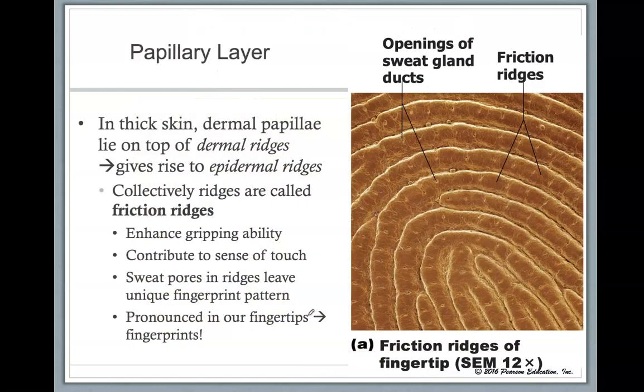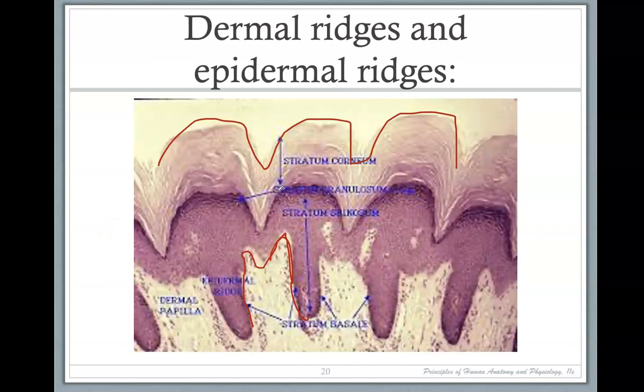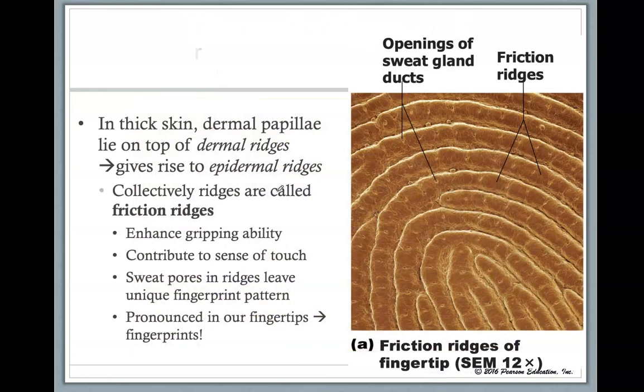So these really pronounced epidermal ridges will be found like on your fingertips. And again, that's responsible for your fingerprints, which is pretty cool when you think about it. So you can kind of put things in perspective from the microscopic level up to the more macro level that you can actually see, right?